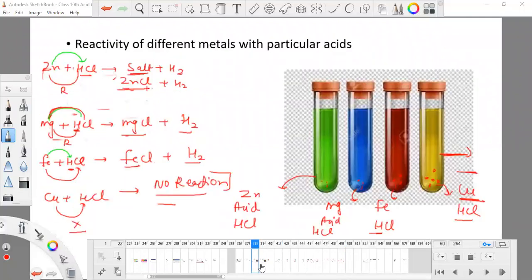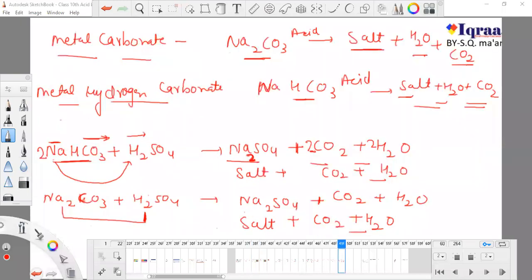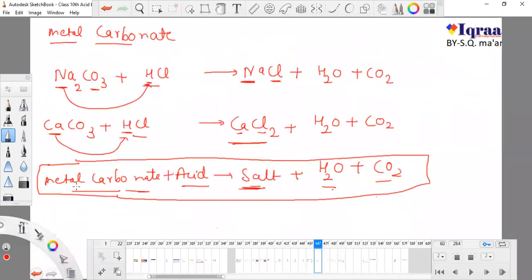In the previous reactions we studied how metals react with acid, and there was a formula that if metal goes with acid it will form salt and hydrogen. And we studied that if metal carbonate or metal hydrogen carbonate goes with acid, it will form salt, water, and carbon dioxide. This is a formula. Whatever metal you take, whatever acid you take, will give same result.